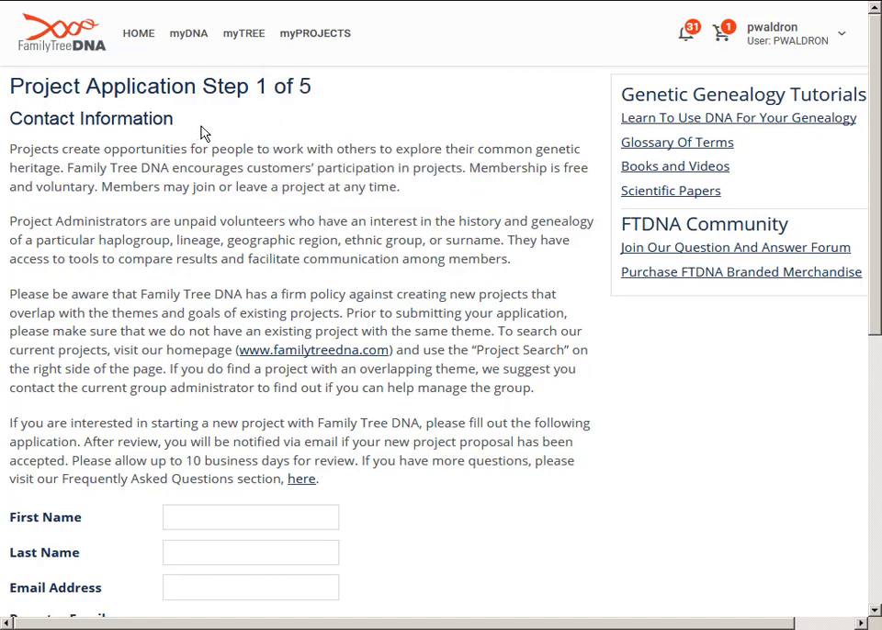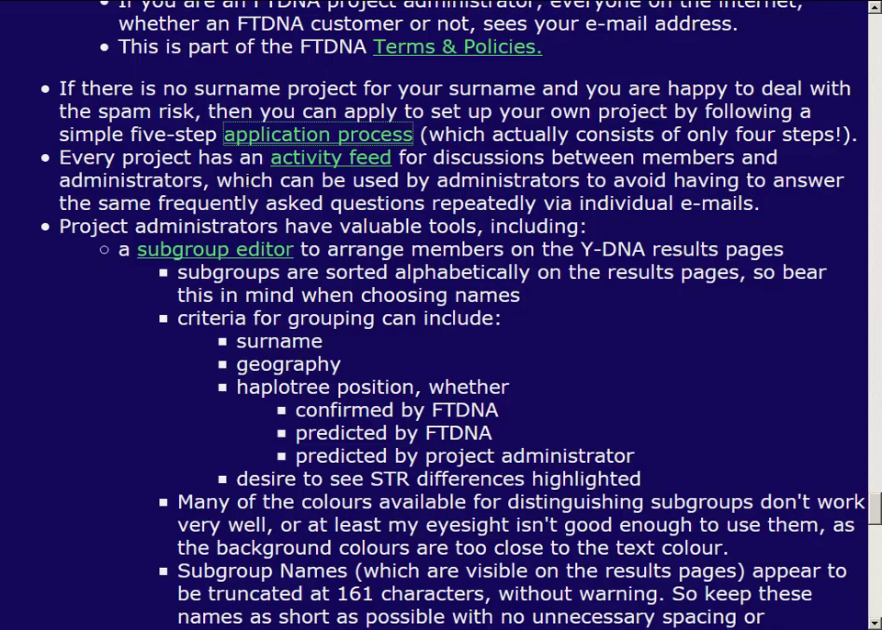It says step 1 of 5. It's really only 4 steps. It doesn't take that long to fill in. Keep a copy of your answers in case it goes astray, which has happened once or twice, or in case you want to set up a second project for a second surname and you can use the same answers again.